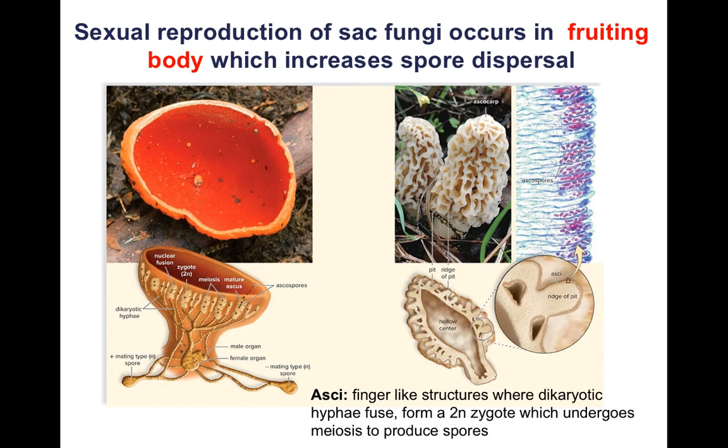The diploid nucleus of the zygote will then undergo meiosis to produce spores. And these spores will form in these asci. So these are called ascospores. You can see how they're finger-like in structure here. And these will release spores to their environment. And remember, the fruiting body is important because it's going to be above ground. It's going to be exposed to water. It's going to be exposed to air. And it's going to allow these spores to get off of the parent and get into the environment better. Okay.